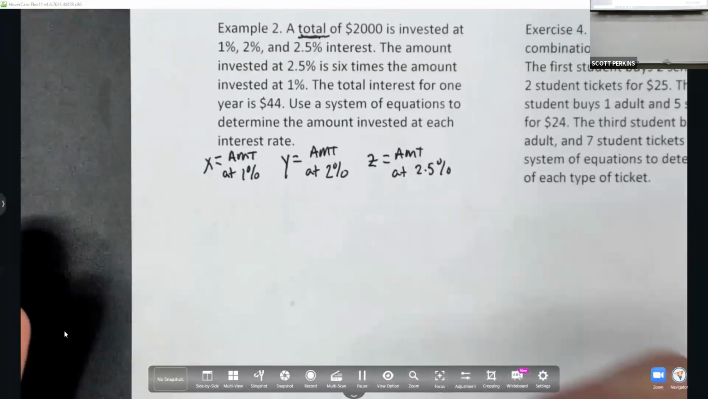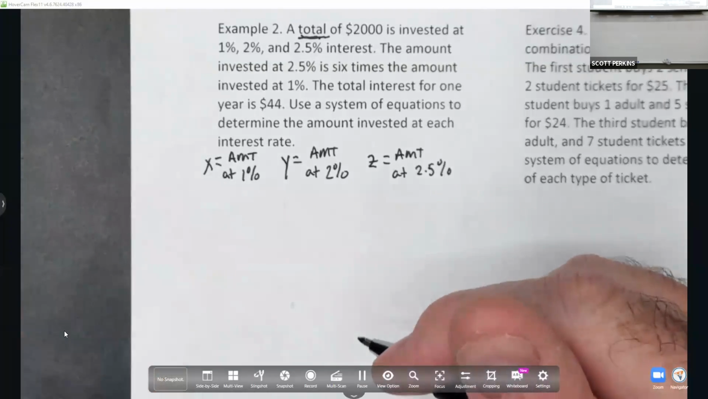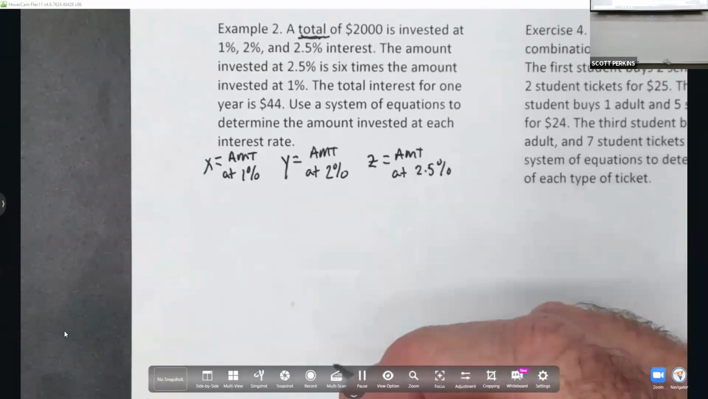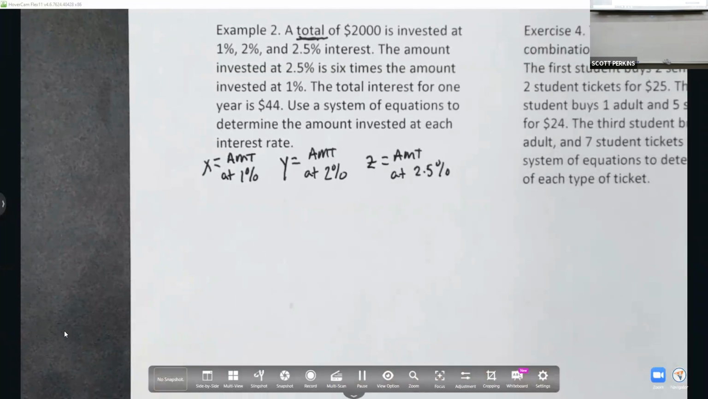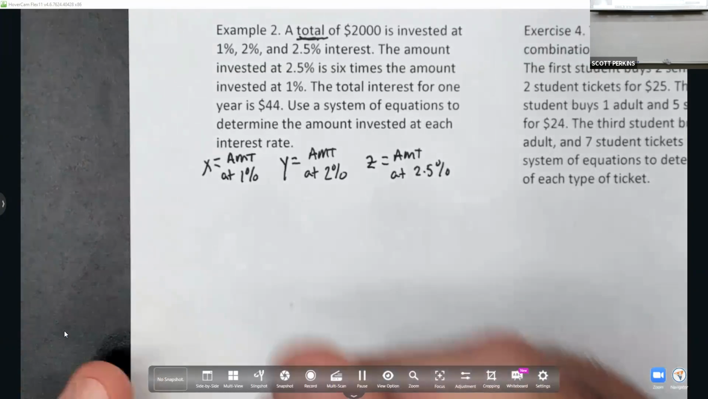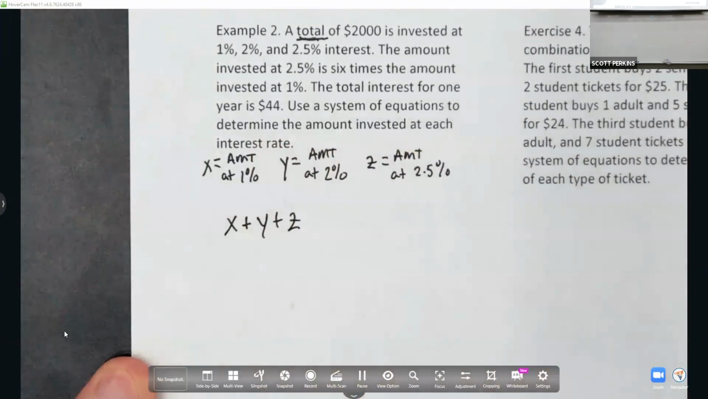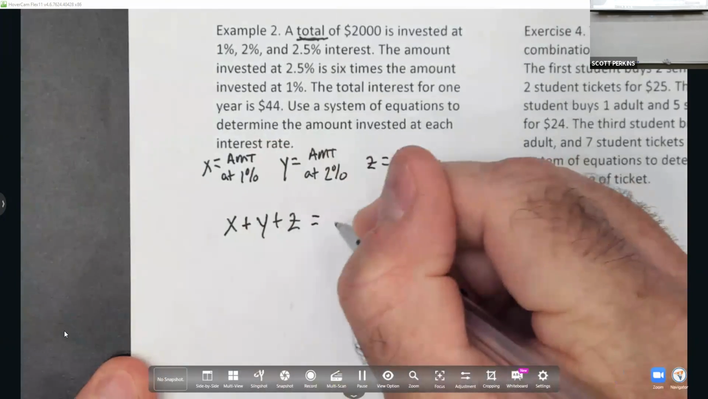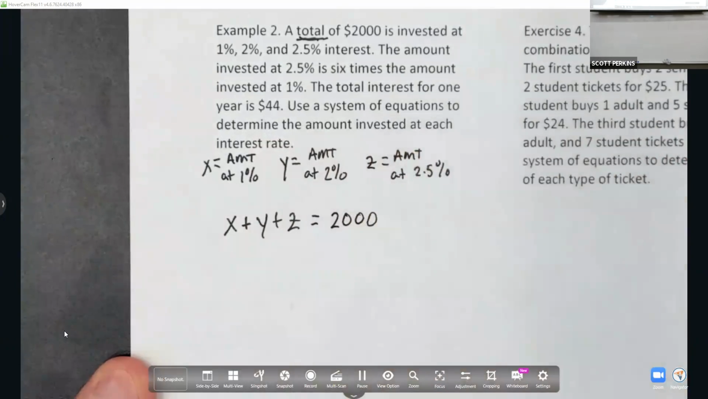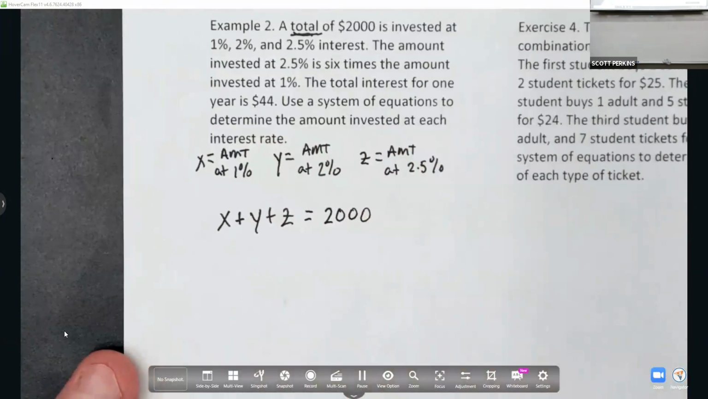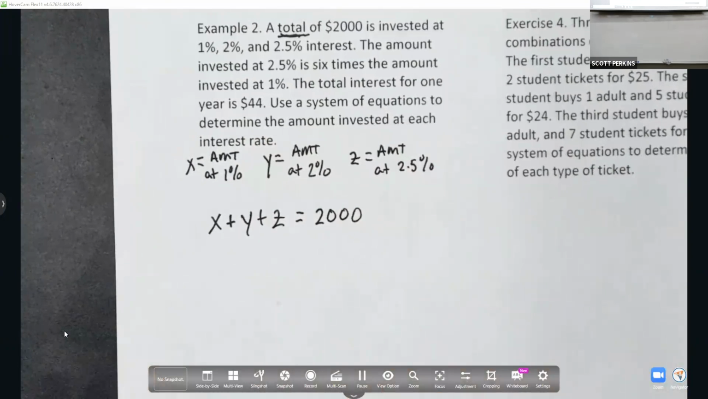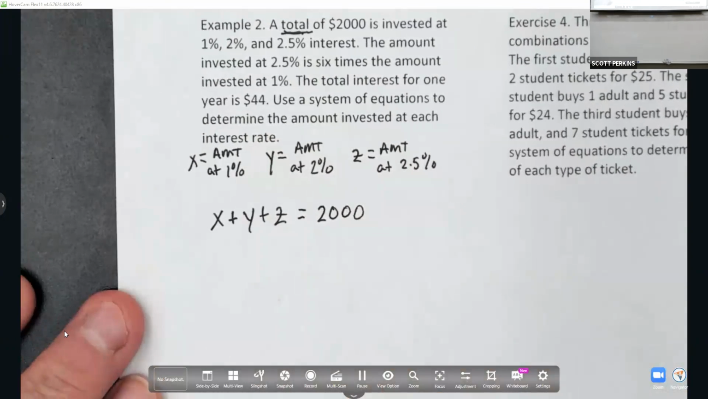Have some fun. Say it like you mean it. X plus Y plus Z equals 2,000. Winner. Great. That's awesome. Thank you very much. So we've got X plus Y plus Z. That's the total. And we are told that that total has to be $2,000. Beautiful. Well done. First equation. Check. Anybody have a question about that?